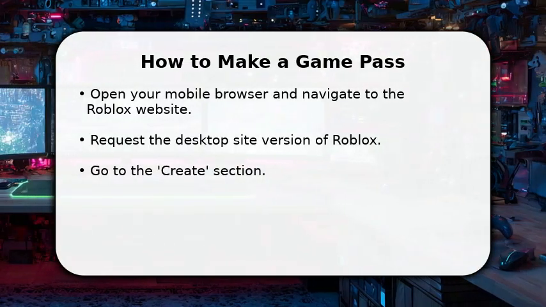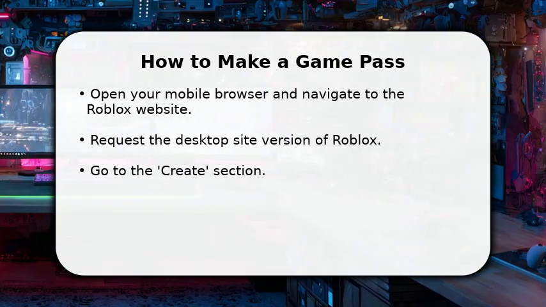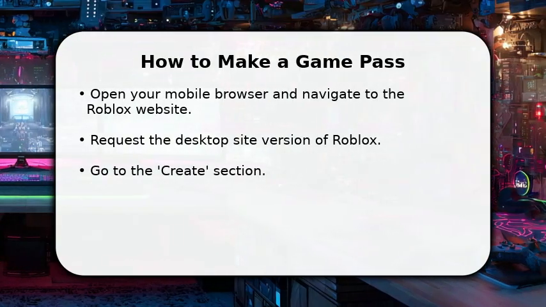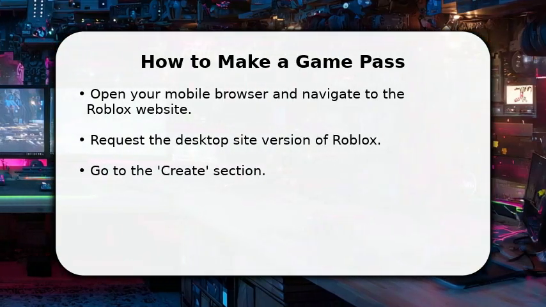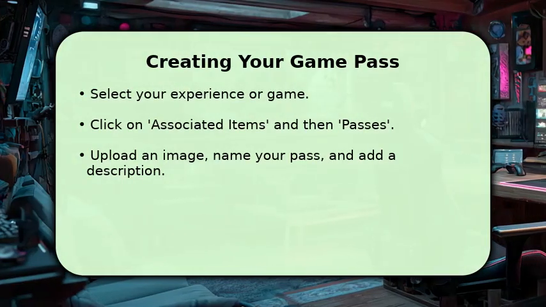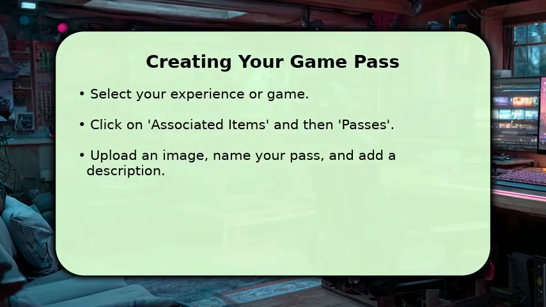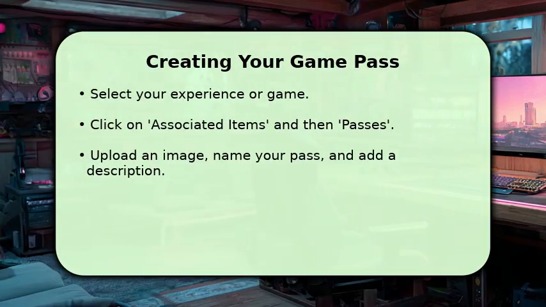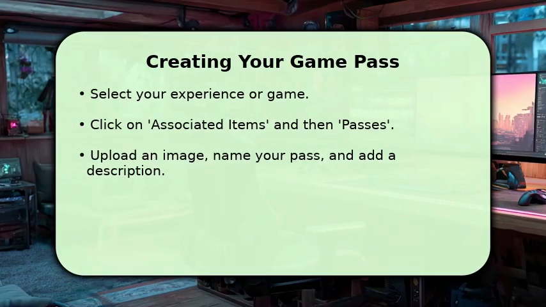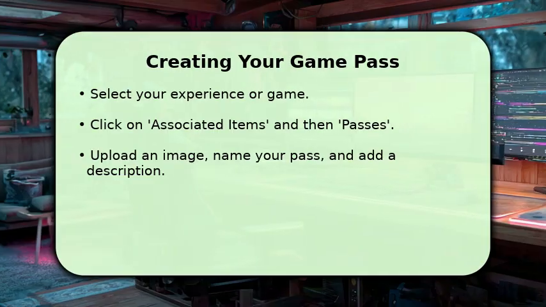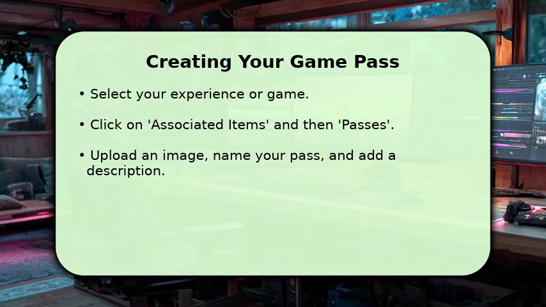Once the desktop site loads, navigate to the Create tab at the top of the page. This will take you to your creations dashboard. Now that you're on the creation page, select the specific experience or game for which you want to create the game pass. On the left-hand menu, find and click Associated Items, then choose Passes.